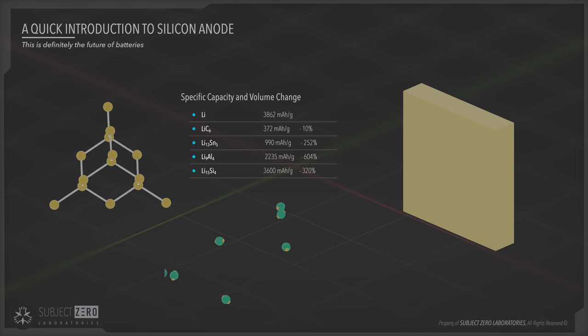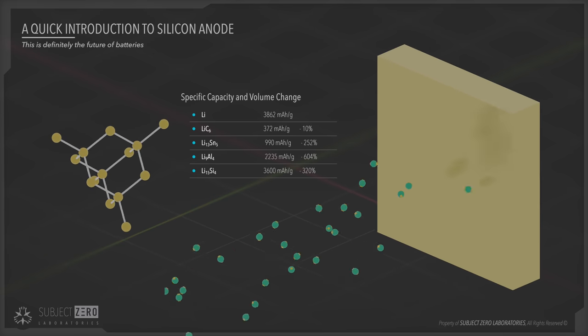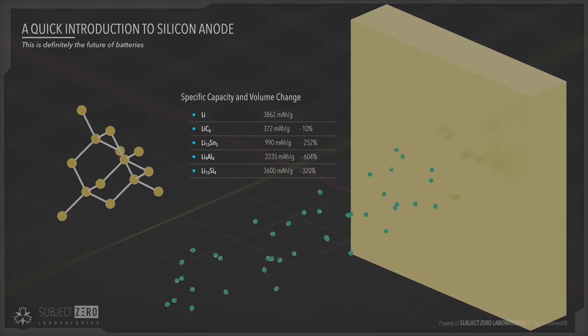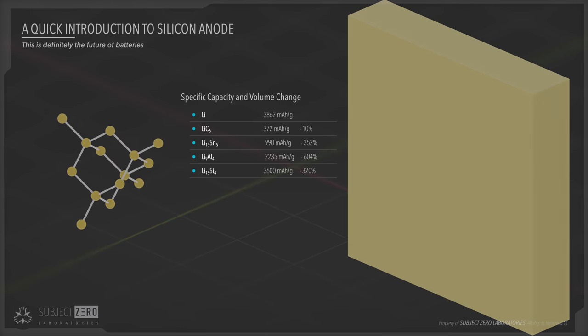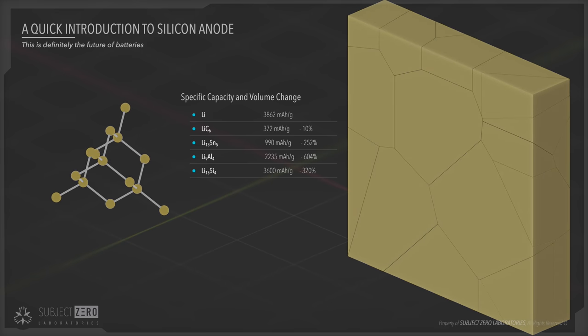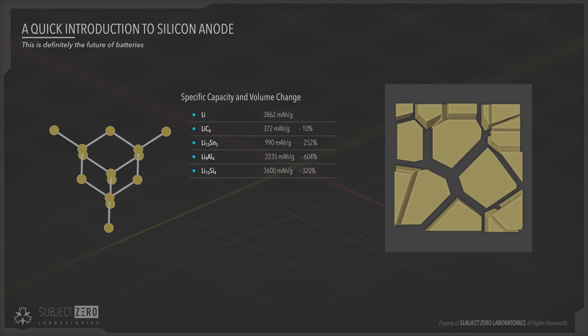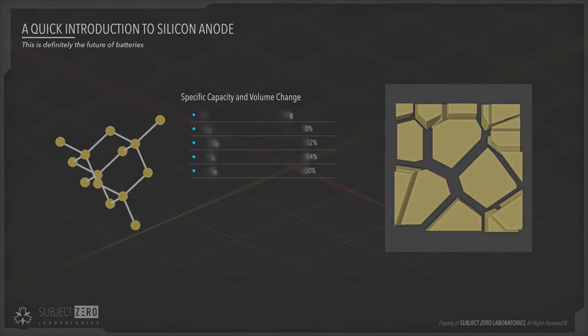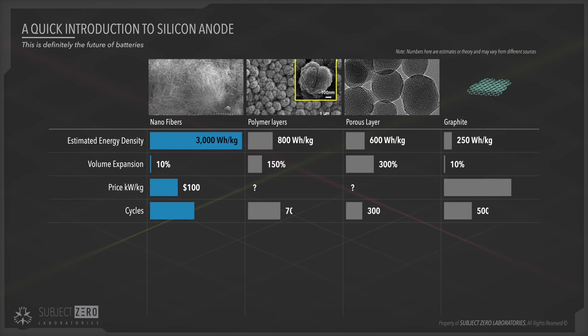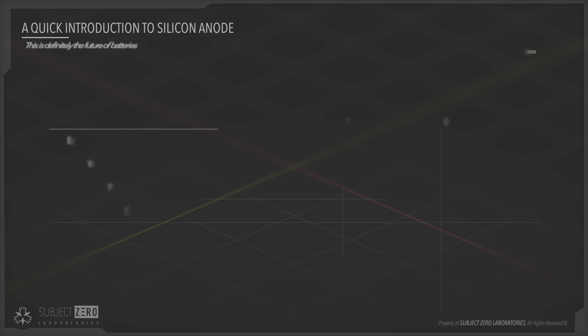In a nutshell, what happens is that when the transfer of ions happens, the silicon expands up to 4 times, so the volume expands dramatically in comparison to current technology that only expands about 10% of its volume. That large expansion ends up damaging the battery, which in turn loses its electrical contact, killing the battery over time. For the past decade, companies have found ways to circumvent the problem by creating layers that absorb the expansion, such as porous layers, polymers, and nanofibers, of which the last one would be the best solution by far.